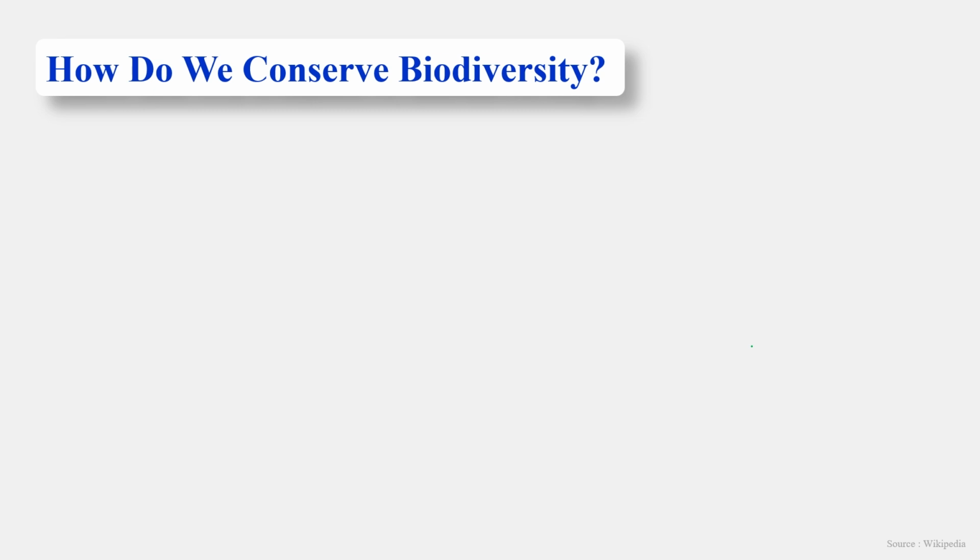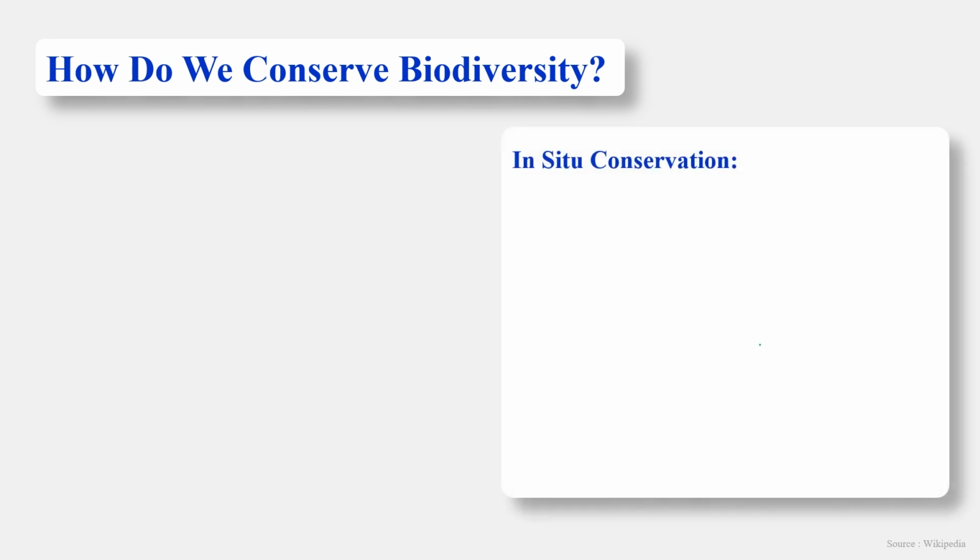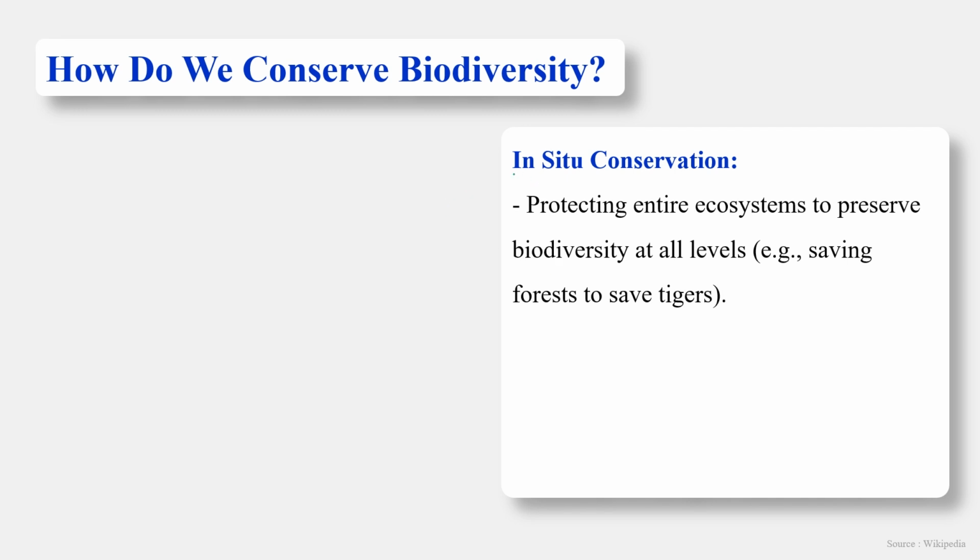So how do we conserve biodiversity? There are two different manners: in situ conservation and ex situ conservation. In situ means on site, meaning protecting the entire ecosystem to preserve biodiversity at all levels. Saving forest to save tiger.